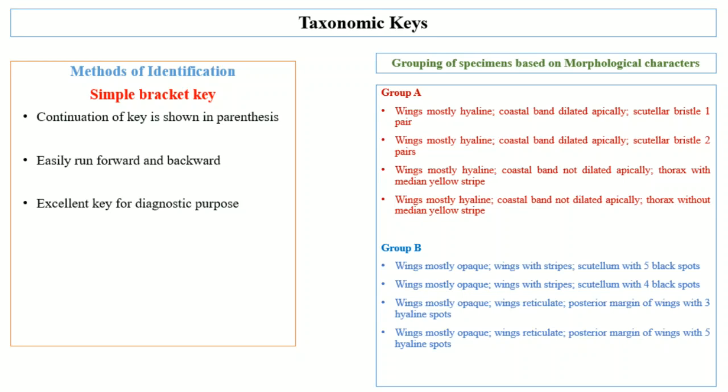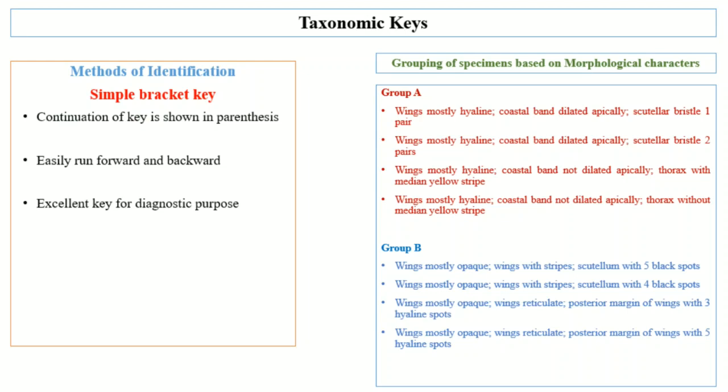The name indicates that the continuation of the key is represented in the form of figures or numbers that are presented in parentheses or brackets. It can be easily run in the forward and backward direction. In the next slide we will see how to make a simple bracketed key, and then you will know how to run it in the backward direction as well. It is also an excellent key for diagnostic purposes.